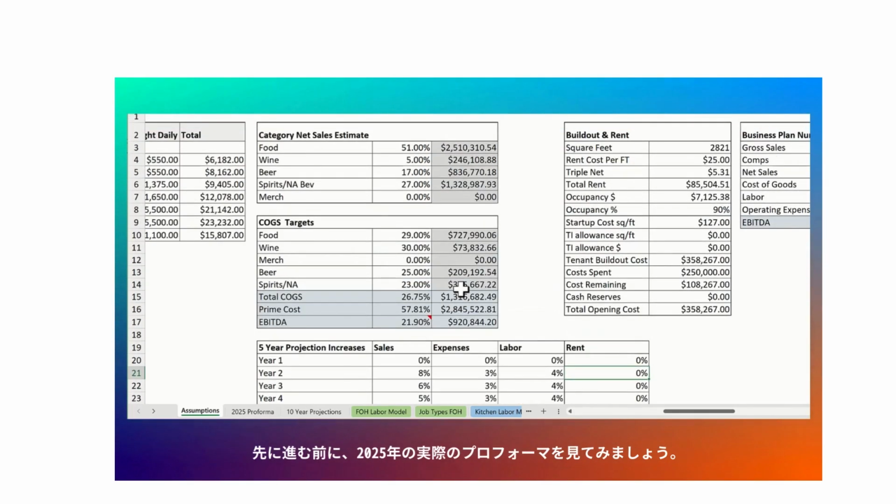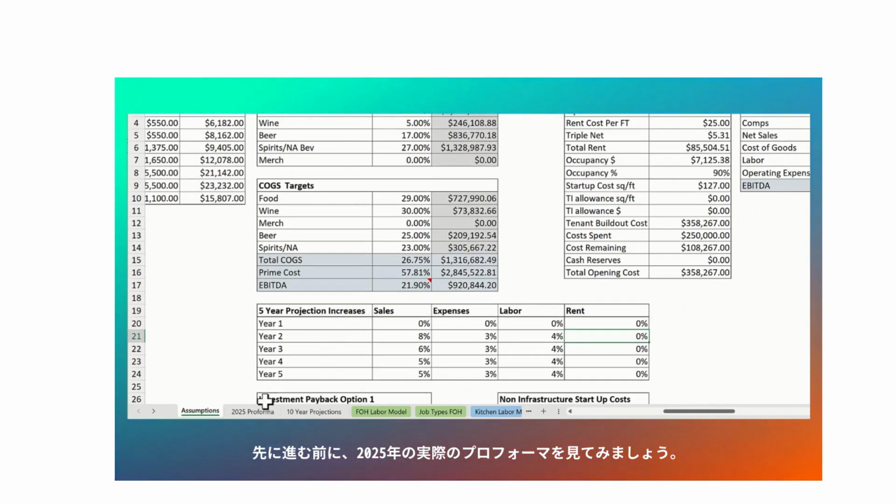Before we go any further, I want to move into our actual 2025 Proforma and take a look at what that looks like based on all the assumptions we've put in.